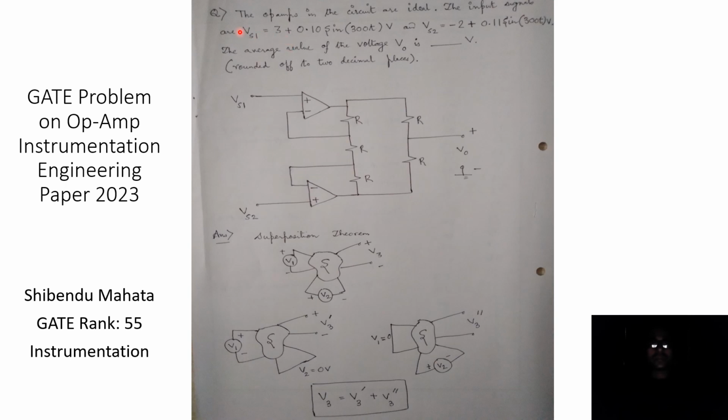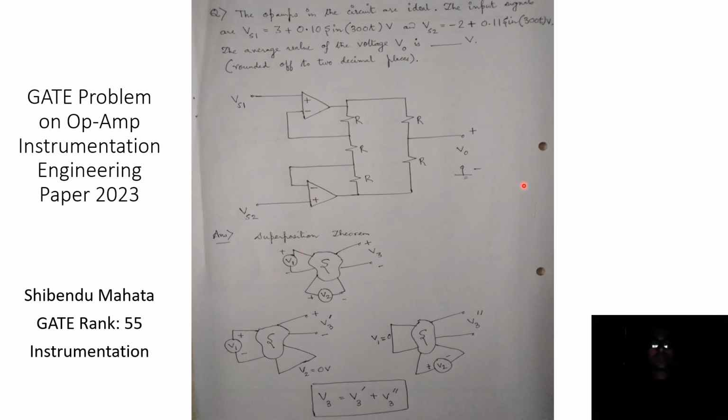It is stated that the op-amps in the circuit are ideal. The input signals are Vs1 equal to 3 plus 0.10 sin 300t volts and Vs2 equal to negative 2 plus 0.11 sin 300t volts. The average value of the voltage V0 is dash volts, and they want the answer rounded off to 2 decimal places. So this is a 2 marks question of numerical type.